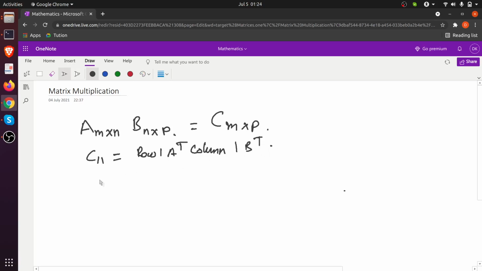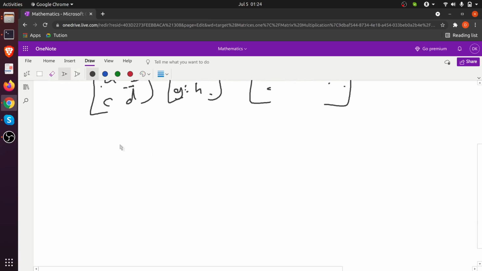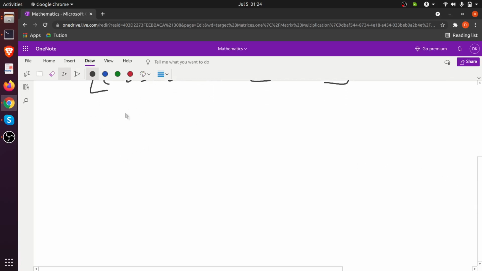Basically, if you have two matrices A, B, C, D and E, F, G, H, you take row 1 of A and multiply it with column 1 of B to get the element C11 of the matrix C, and that would be AE plus BG, and the rest of the entries you can fill out. So this is an elementary way of understanding matrix multiplication, but there is a much more profound way of understanding it. Let's consider the multiplication of a row vector to a matrix.